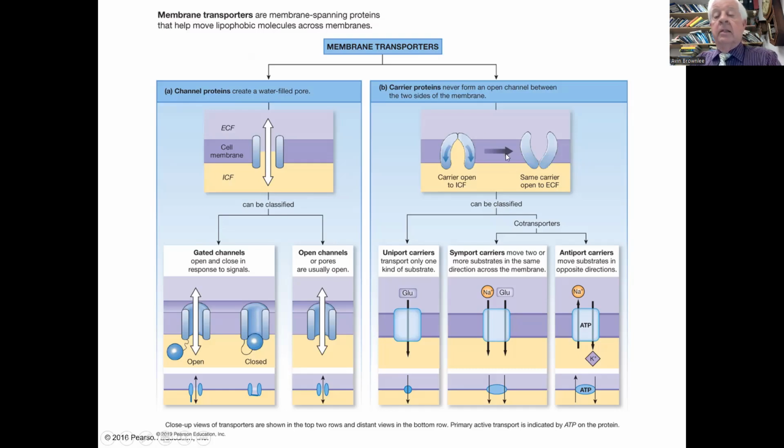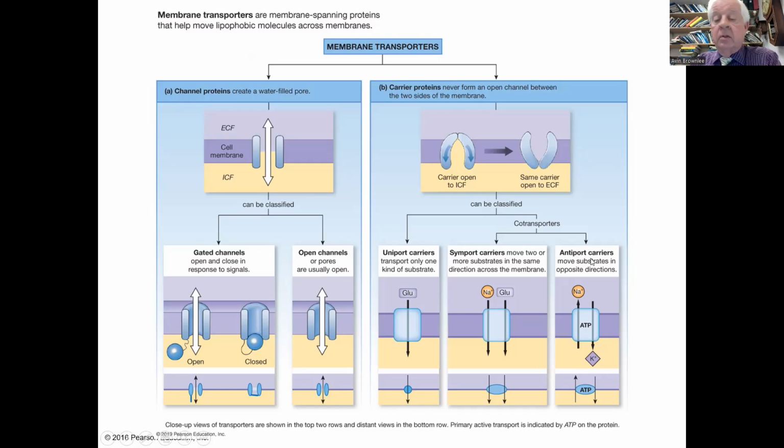One of the main aspects of a carrier protein is it does not open all the way across the membrane at the same time. In other words, it's going to be shut on one side or the other. We have three classes of these carrier proteins. We have uniport, which carries just one substance. Like, for example, this carries only glucose.